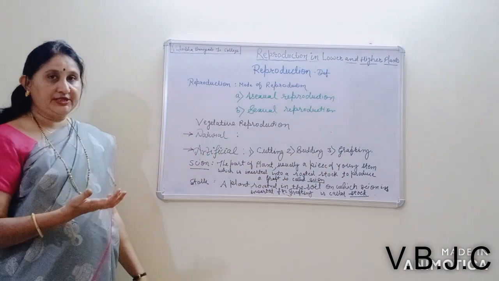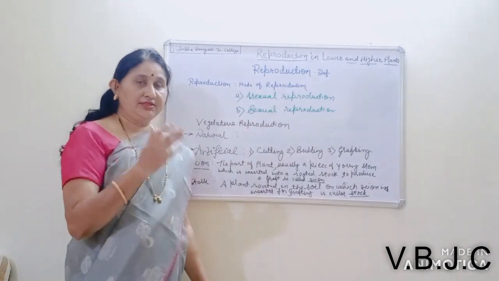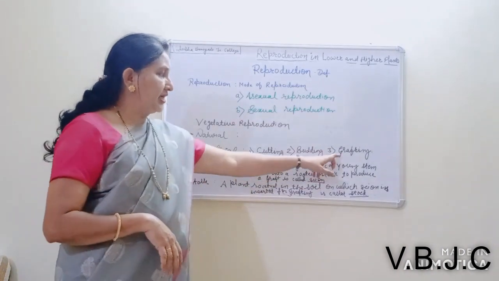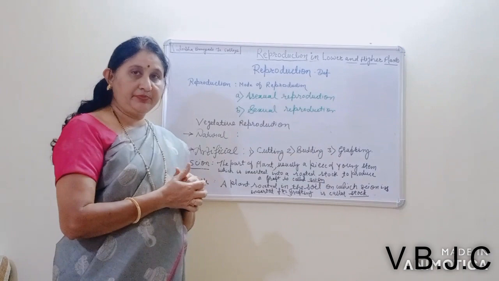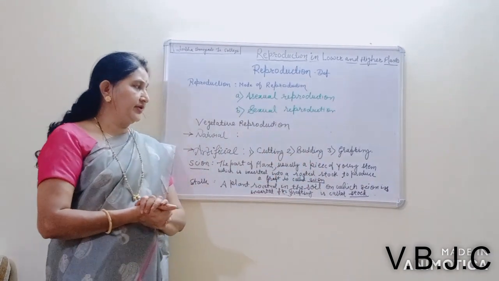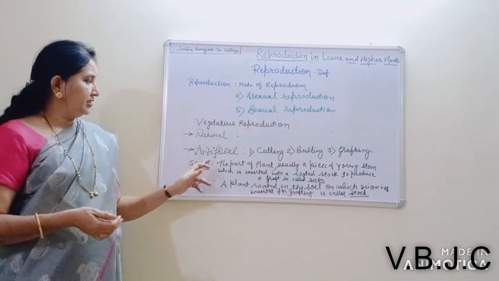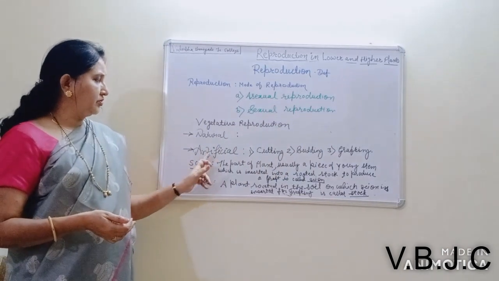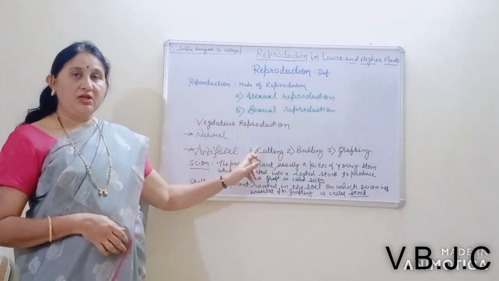The new plant shows very good quality in the fruit or in the flower due to grafting. Grafting is also a cheap method in artificial propagation. Budding is again a very cheap method. Then, what is the importance of artificial vegetative propagation?